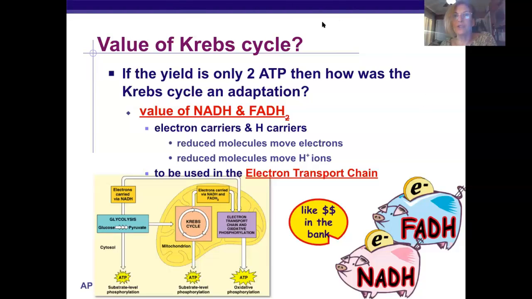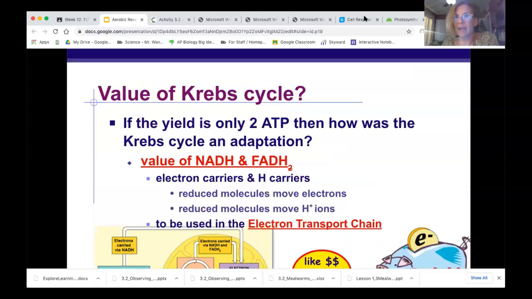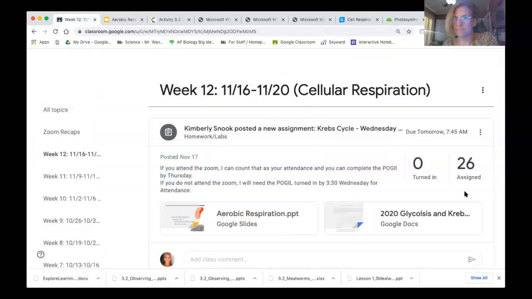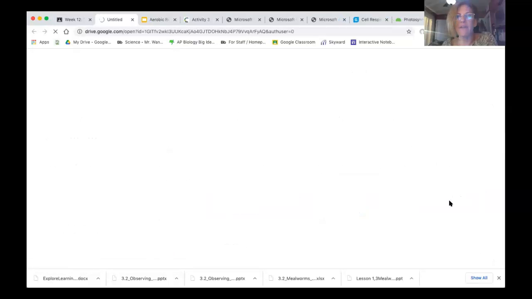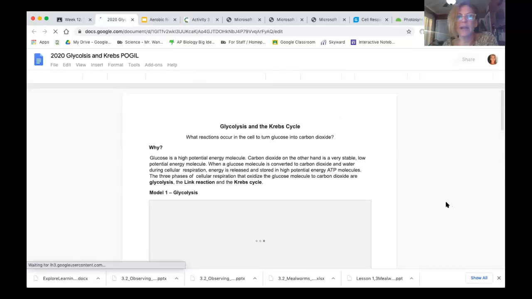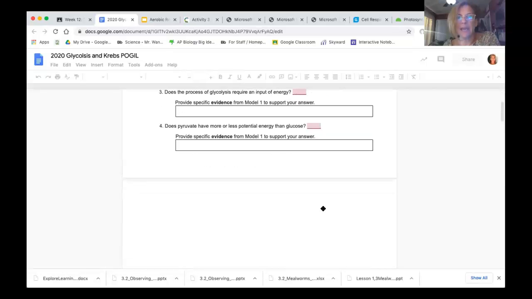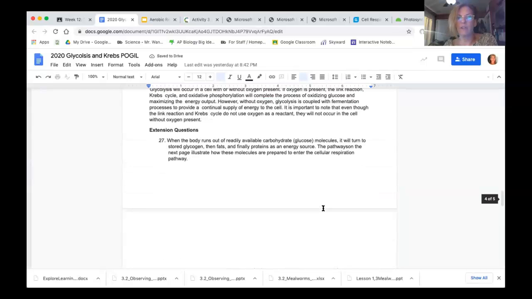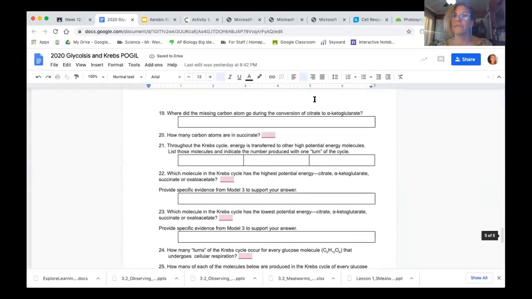Okay, what questions do you have about the link reactions, glycolysis, or the Krebs cycle? Today we have a POGO covering these 2 processes, the link reactions, a little review of the glycolysis, link reactions, and the Krebs cycle. And I'm saving the electron transport chain entirely for Friday, so I'm not getting into that yet at all. Any questions about cellular respiration, AP biology, what's going on in the world?